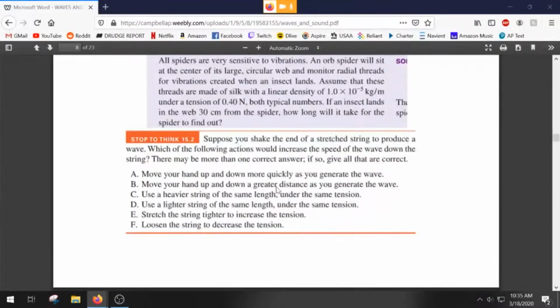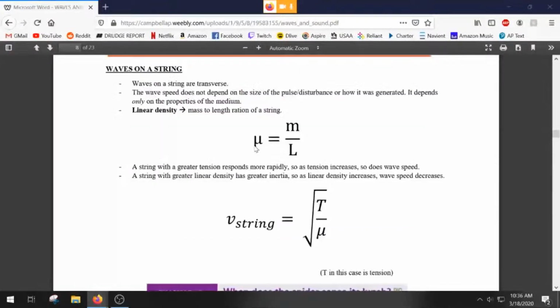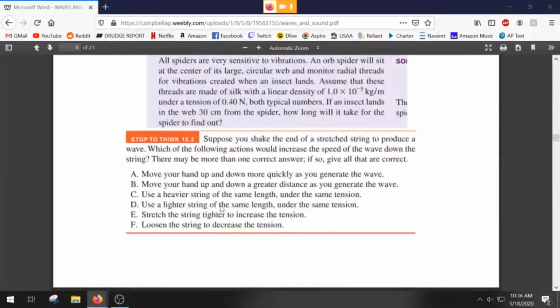You've changed the speed of the wave, but we're looking for solutions to increase the speed of the wave. So part C would just decrease it. Would decrease your linear density. If your linear density goes down and tension remains constant, well, the wave speed, right, would increase. So we know that D for sure would lead to an increase in your wave speed.